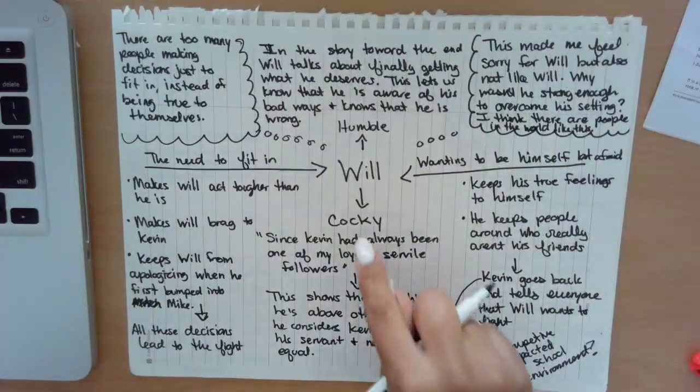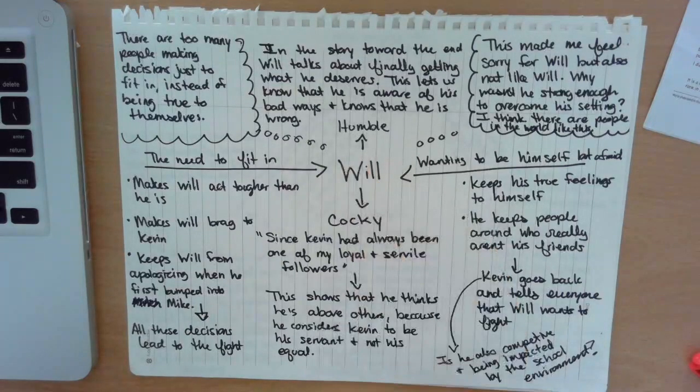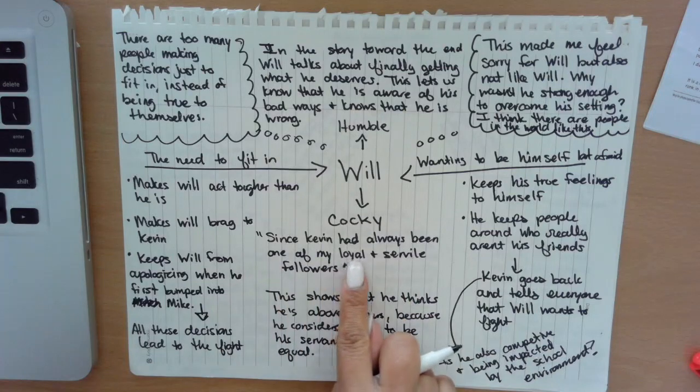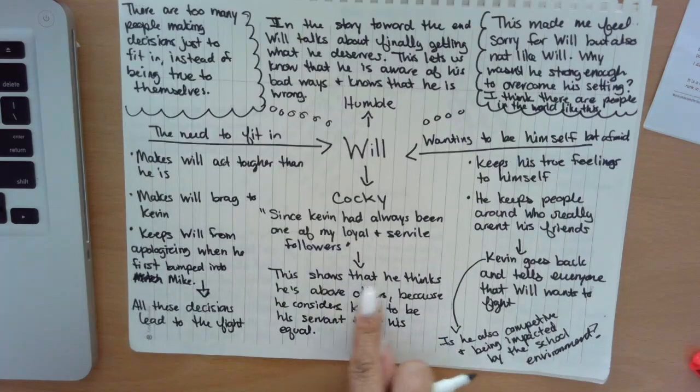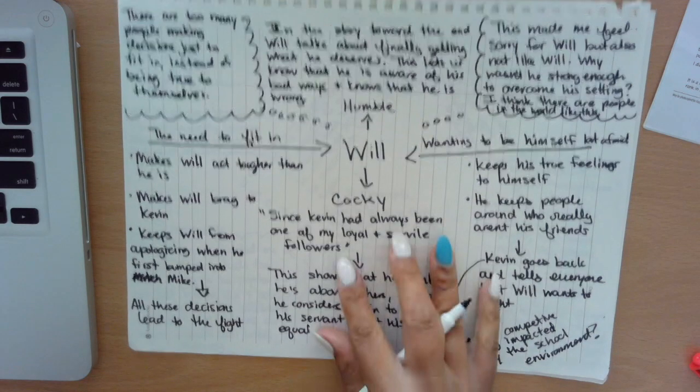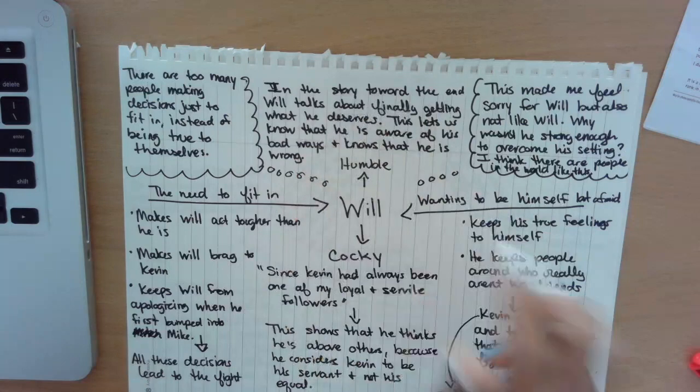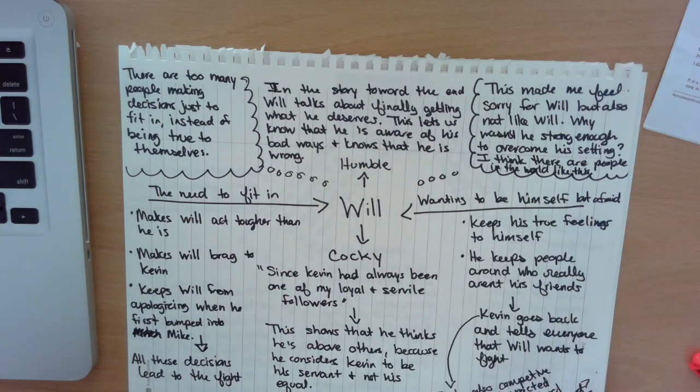Will. I said Will is cocky. I said he's humble. Cocky. "Since Kevin had always been one of my loyal and servile followers," this shows that he thinks he's above others because he considers Kevin to be his servant and not his equal. Humble. In the story toward the end, Will talks about finally getting what he deserves. This lets us know that he is aware of his bad ways and knows that he is wrong.